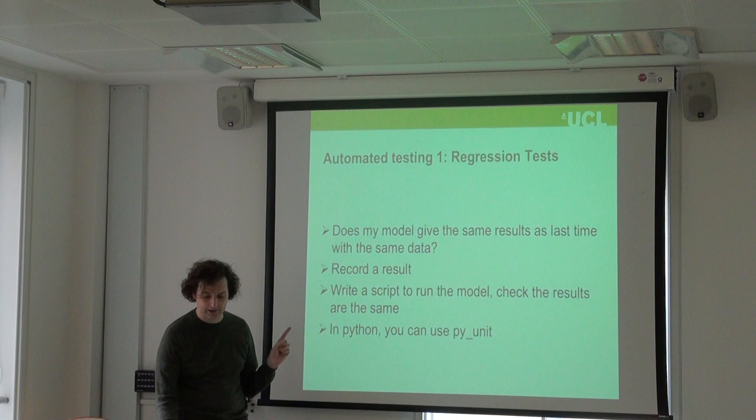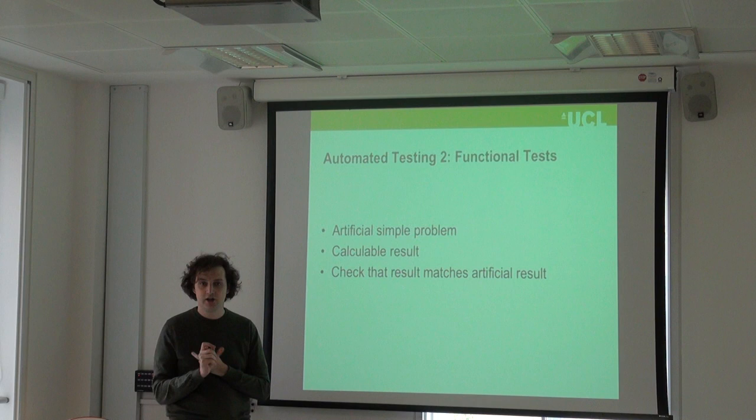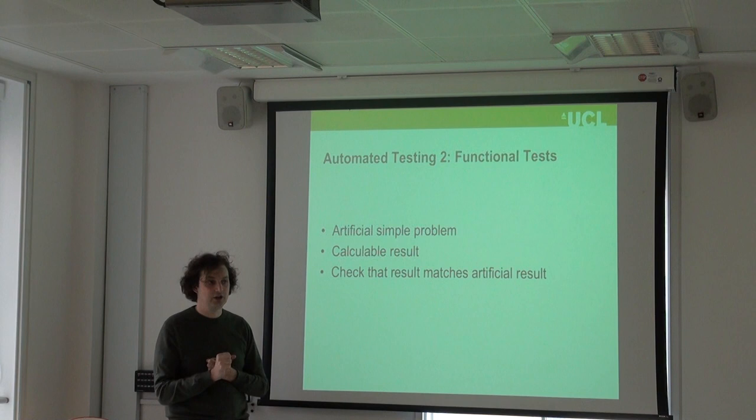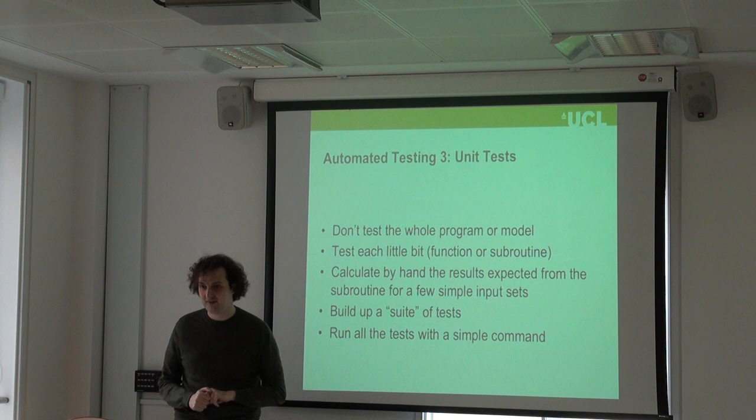If you can, instead of just checking it gives the same answer as before, check it gives the right answer. So you take an artificial simple problem within your space that's solvable by hand or in some other tool, write that result down and check that result against the actual result instead of just what happened last time. And you can do that for a few. If you can do that for a few simple cases which are solvable by hand, then that will make a really robust test. For even more robust tests, don't check the whole program at once, check each subroutine.